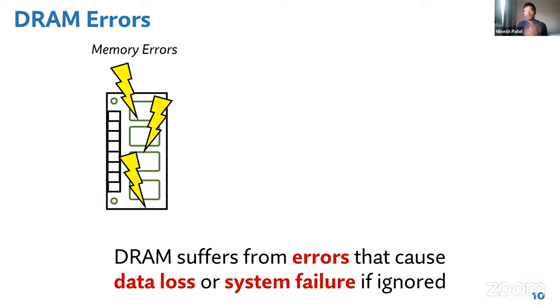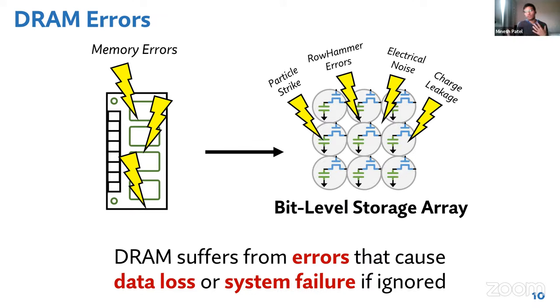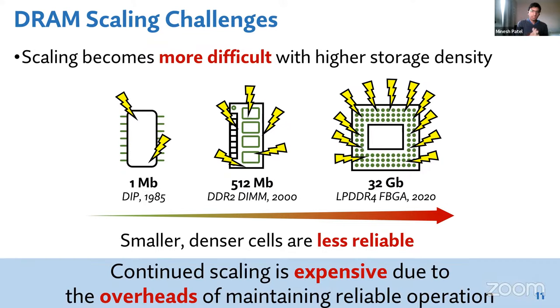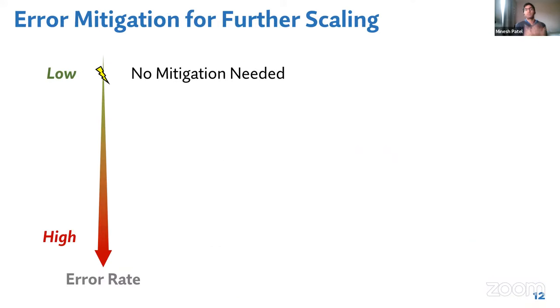Now, unfortunately, DRAM is susceptible to many errors, as I'm sure we've seen in past lectures. DRAM suffers from these errors, which can cause data loss or system failure if we ignore them. These errors occur due to a variety of mechanisms that affect the actual bit-level storage array. All of this means that these errors are related to scaling, and scaling becomes more difficult at higher storage densities because these smaller, denser cells are less reliable. As a result, it's very costly to continue building high-density chips because of the overheads of maintaining reliable operation.